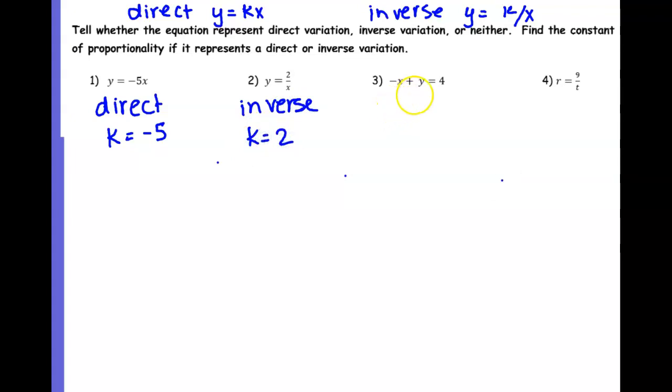Now, for this one, when we solve for y, we get y is equal to x plus 4. But if you notice, we have a y-intercept that's not 0, so it doesn't go through the origin. So this one would be neither.